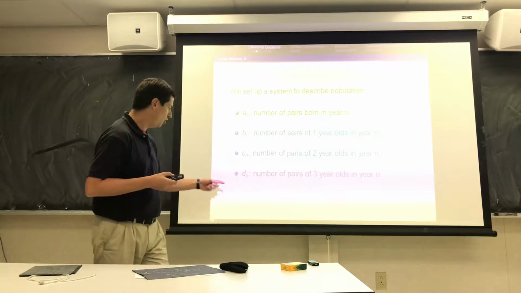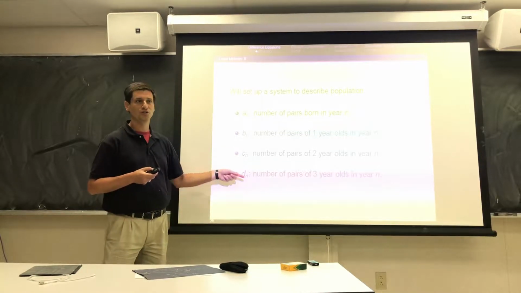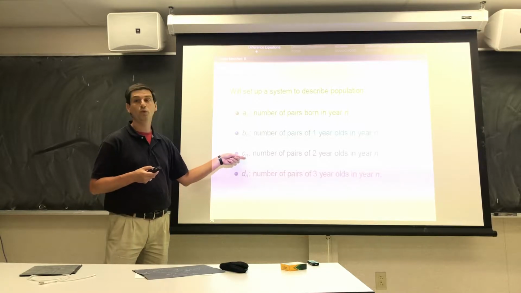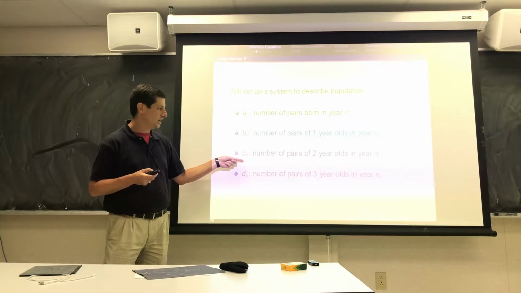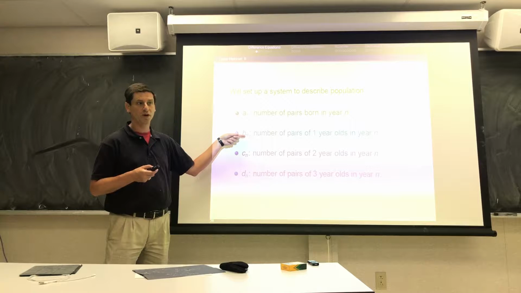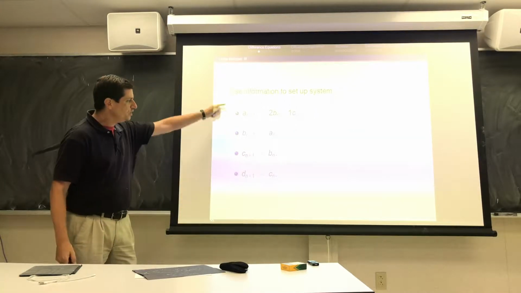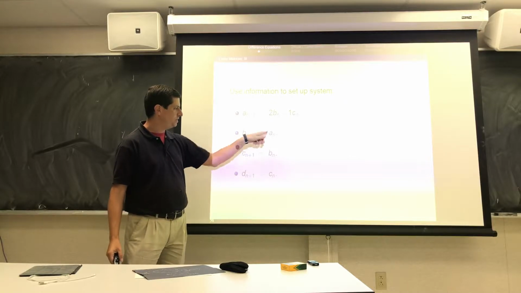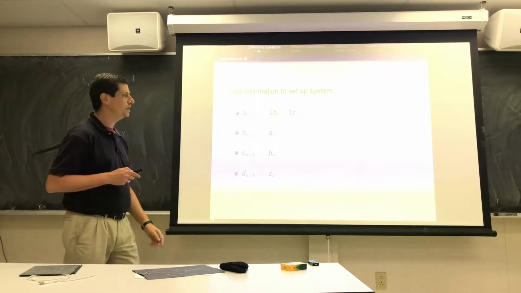It would just be C_N. Nobody dies until they become 4. So the number of wheels that are 3 years old in year N plus 1 is how many wheels were 2 years old in year N. How many wheels are 2 years old in year N plus 1? It's however many wheels were 1 year old in the previous year. And so you get the following recurrence relation. D_(N+1) is C_N, C_(N+1) is B_N, B_(N+1) is A_N, and A_(N+1) is 2B_N plus C_N.